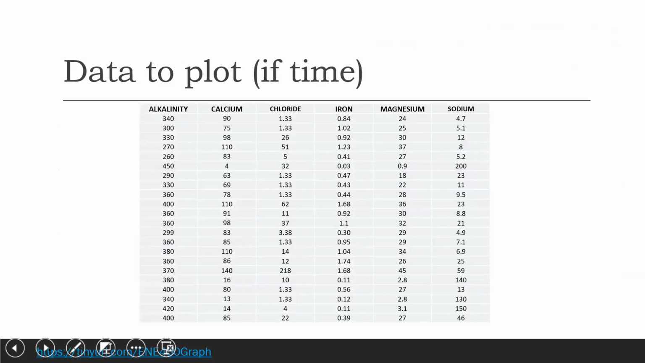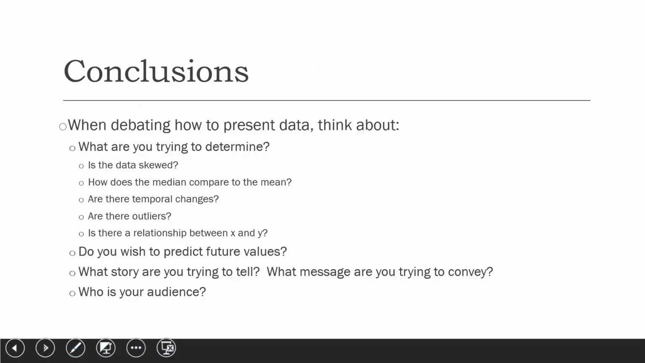If we had time, I was going to have you do breakout rooms. We don't have time, so we're just going to skip that.